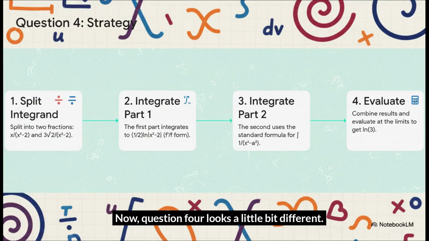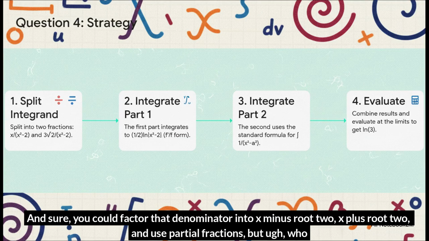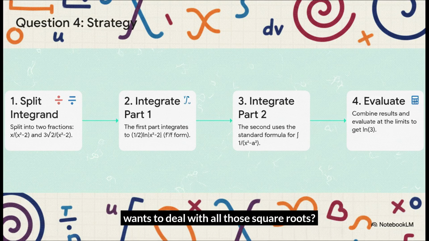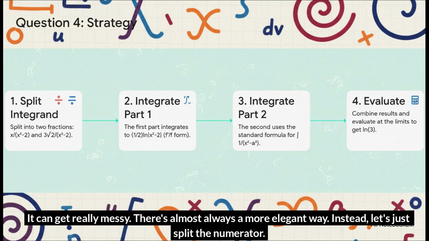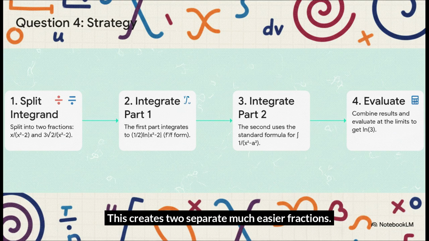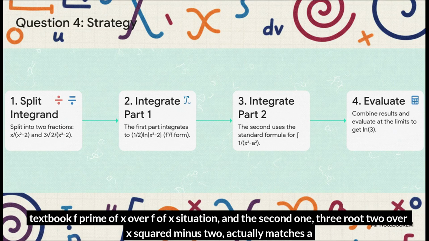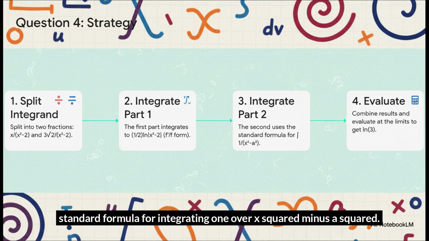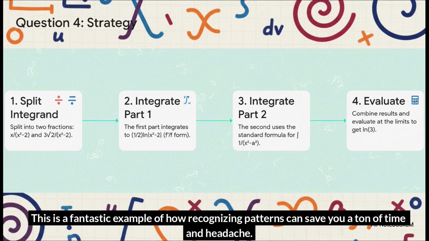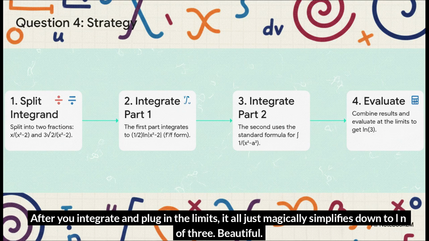Now, question 4 looks a little bit different. And sure, you could factor that denominator into (x minus root 2)(x plus root 2), and use partial fractions, but who wants to deal with all those square roots? It can get really messy. There's almost always a more elegant way. Instead, let's just split the numerator. This creates two separate, much easier fractions. The first one, x over x squared minus 2, is a textbook f prime of x over f of x situation. And the second one, 3 root 2 over x squared minus 2, actually matches a standard formula for integrating 1 over x squared minus a squared. This is a fantastic example of how recognizing patterns can save you a ton of time and headache. After you integrate and plug in the limits, it all just magically simplifies down to ln of 3.